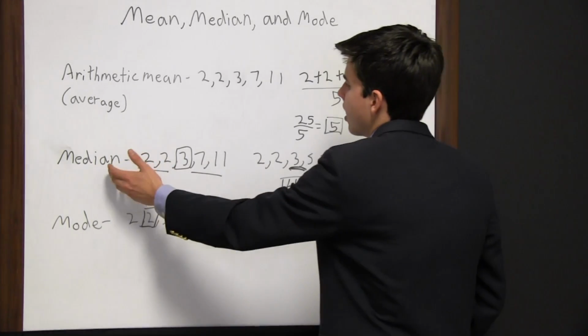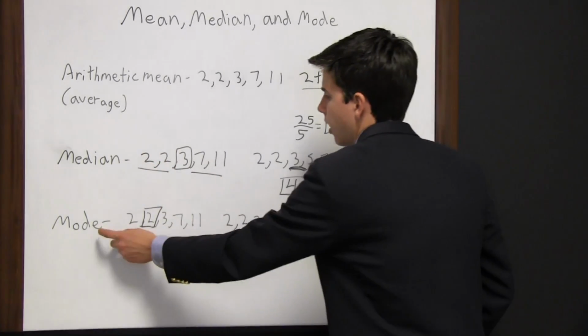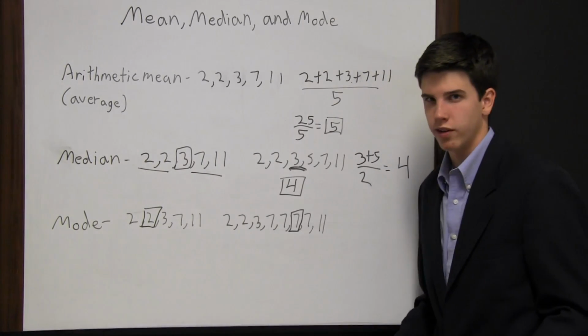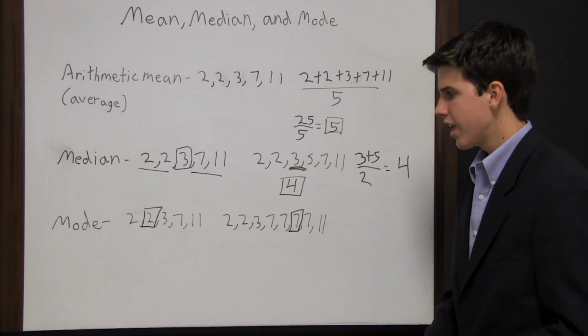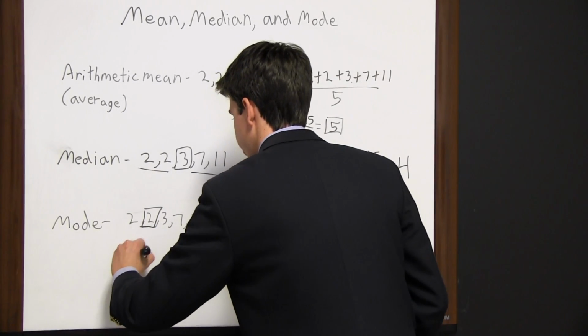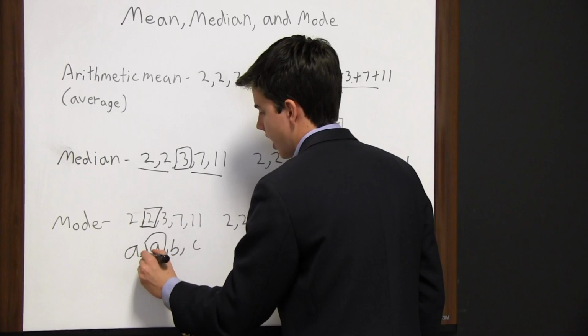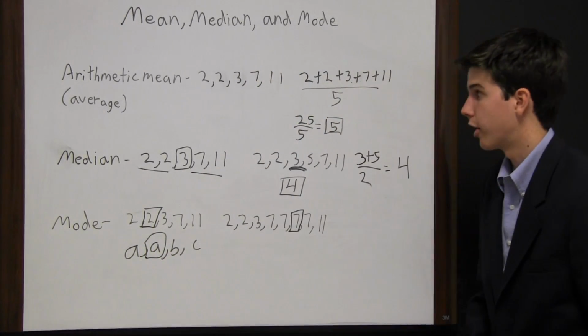To find the median helps you find the middle of a row of numbers. And then finding mode helps you understand what occurs most frequently, what number occurs most frequently. And then mode can also be applied to other things, like if we had letters. We could do A plus B plus C, and A would be the mode. A is the most commonly occurring letter.